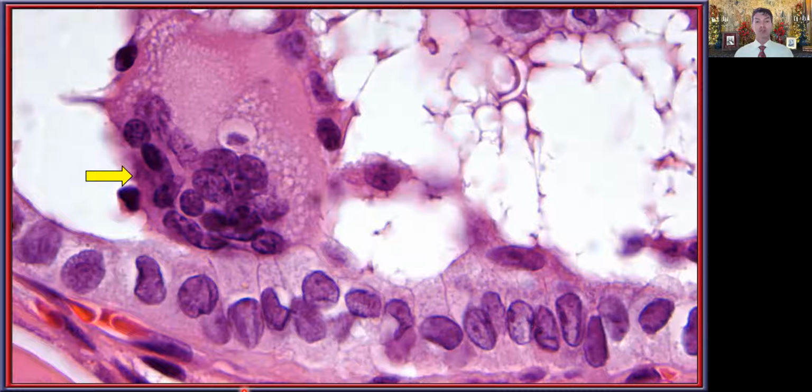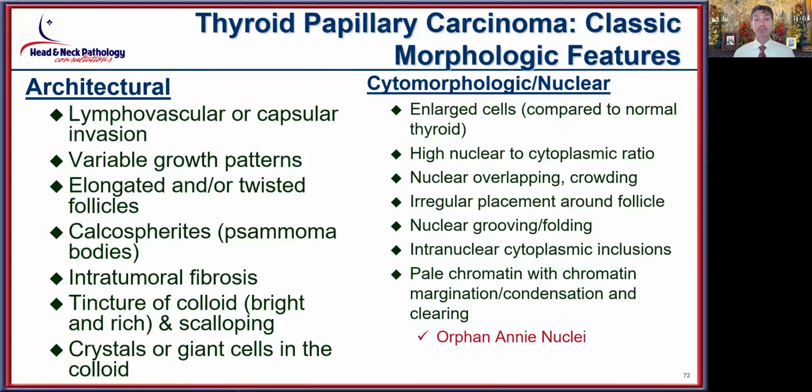Now, again, this is not a specific finding. You can see multinucleated giant cells like this in a variety of other lesions as well, granulomatous thyroiditis or Jacobs thyroiditis, some of the other lesions. So it is not specific, but when I see it in a case that I'm struggling with, it certainly gives me some additional support for the interpretation of papillary carcinoma.